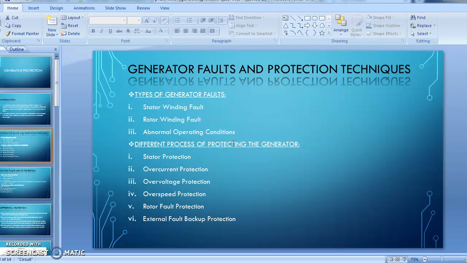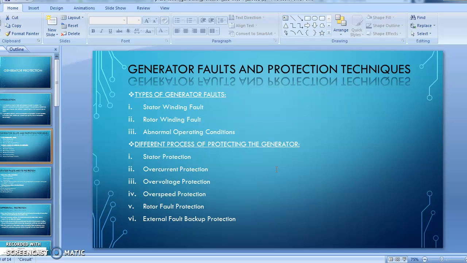And the last is overvoltage. Overvoltage is likely to occur due to overspeeding and due to a defective voltage regulator. Now, the different processes of protecting the generator: what are the different protection types we can provide to safely run the generator?